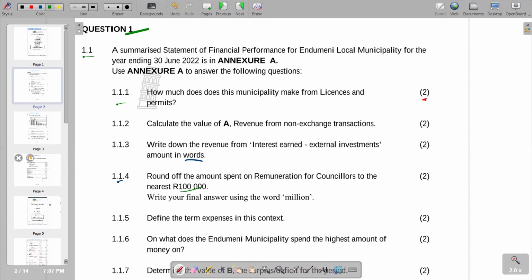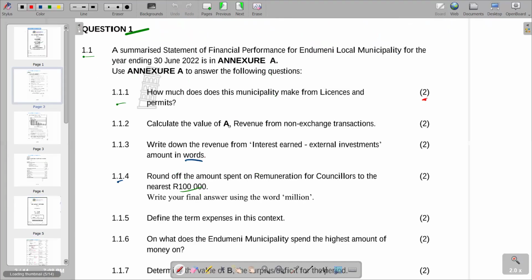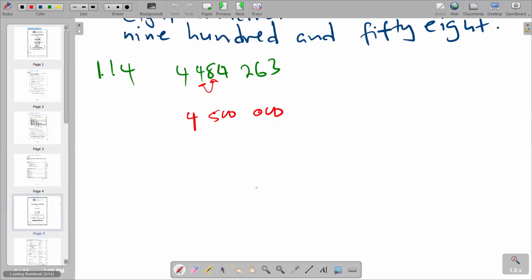So we just identify where we have the 100,000. You see that the 100,000 is here. It means just behind our 4, we're going to change our 4 to 5. We add 1 to 4 to become 5, so it becomes 4,500,000. This becomes our answer. But if you refer back again and read all the instructions, the full instruction says the answer must include the word million. So we are going to convert this to 4.5 million.